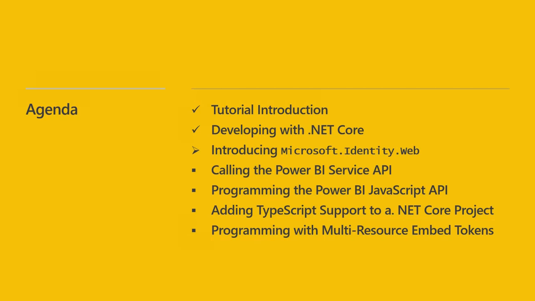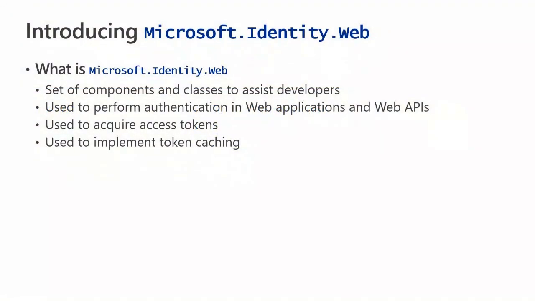Okay, so now let's move on to this other thing, which is Microsoft.Identity.Web. What this does for me is provide an authentication library. It's brand new. It's so new, it's not even released yet. So what is Microsoft.Identity.Web? It's a set of components and classes created by the Microsoft Identity team to assist web developers. It's used to perform authentication in web applications and web APIs. It's not just going to implement the OpenID Connect protocol, but it's also going to make it very easy for you to acquire access tokens.